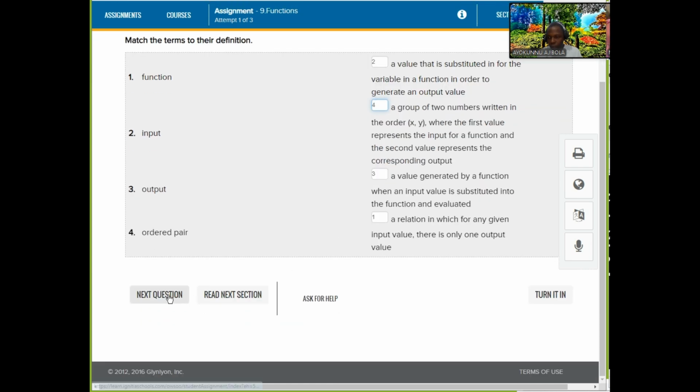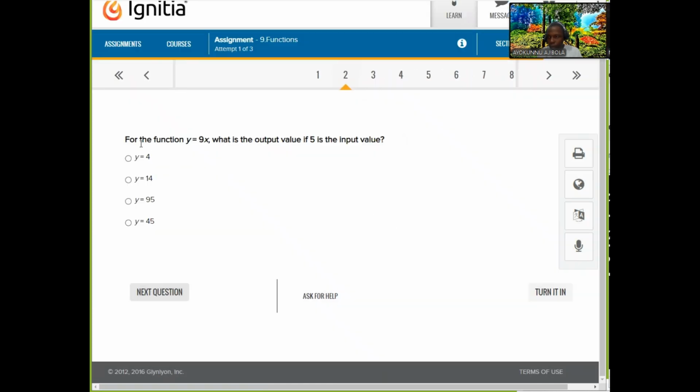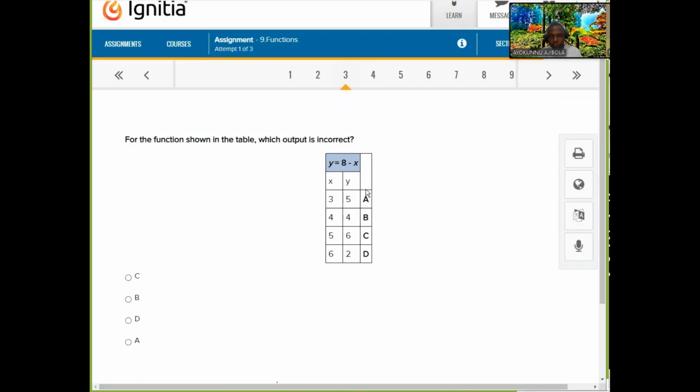So the next question, for the function y equals 9x, what is the output if x is 5? 9 times 5 is what? 45, okay? For the function shown in the table, which output is incorrect? 8 minus x. 8 minus 3 is 5. 8 minus 4 is 4. 8 minus 5 is not 6, but 8 minus 6 is 2. So C is incorrect, okay?